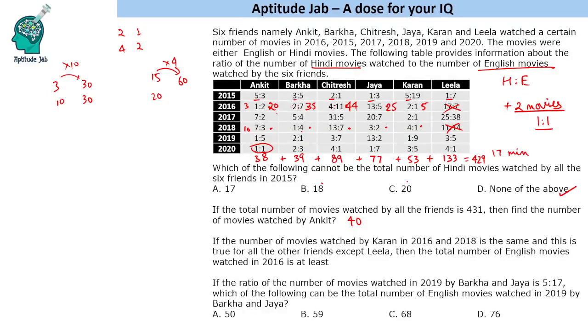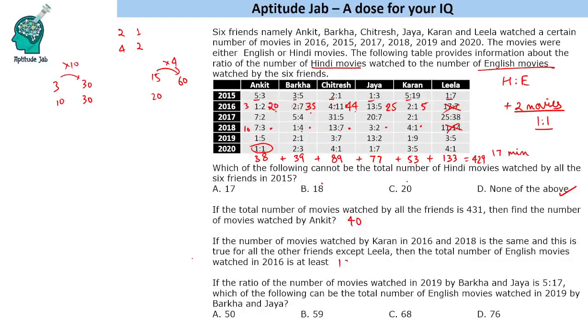So if you add this, what do you get? 55, 99, 99 plus 30, that will be 129. 129 will be the least number of movies.